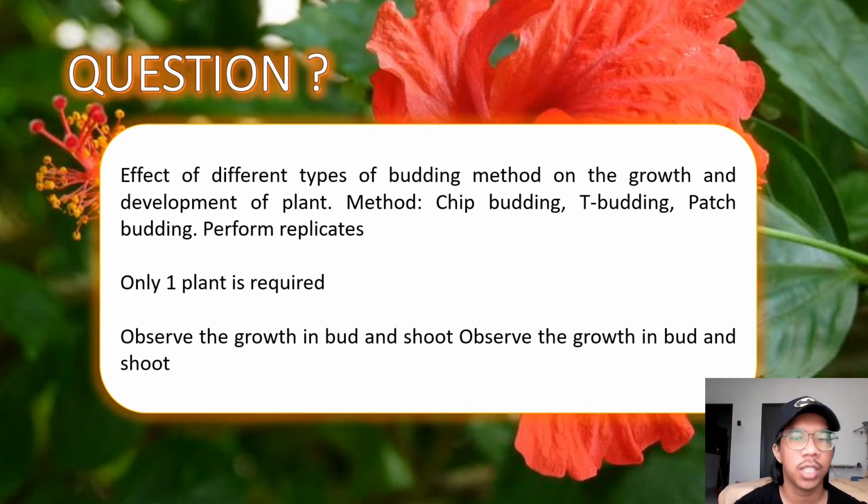Alright, for this question: the effect of different types of budding methods on the growth and development of a plant. For the methods, we need to do chip budding, T budding, and patch budding. Only one plant is required, so I'm just choosing a hibiscus. We observe the growth in the bud and shoot.